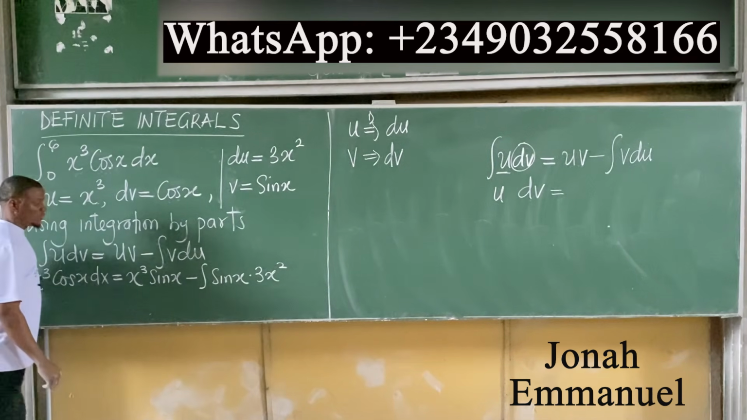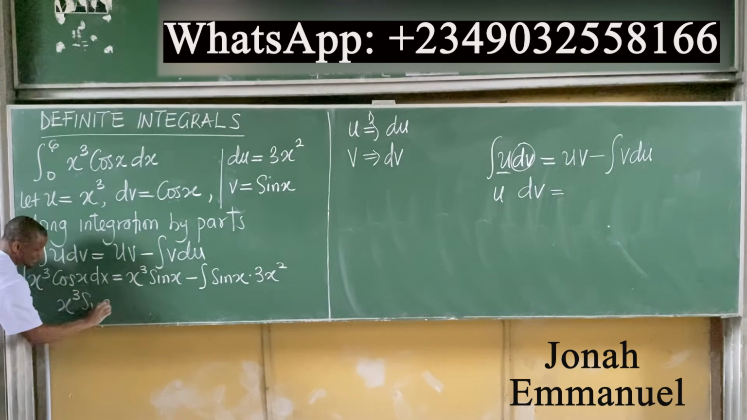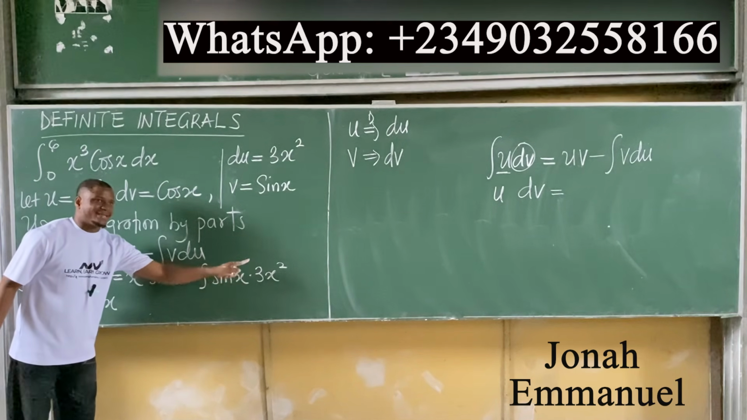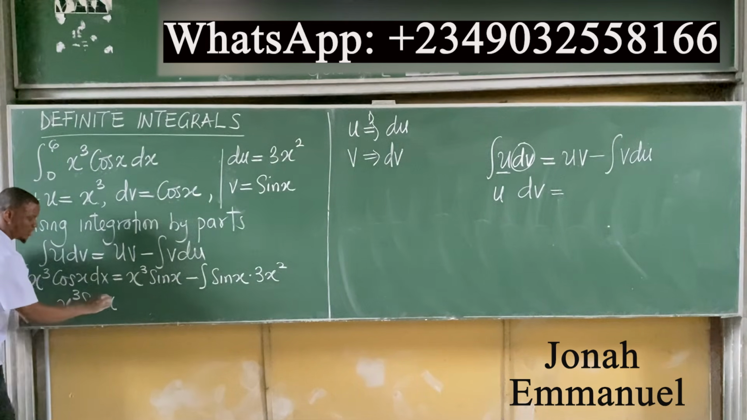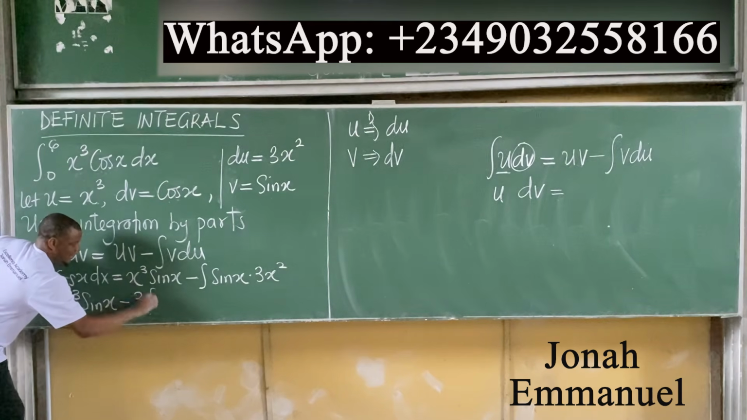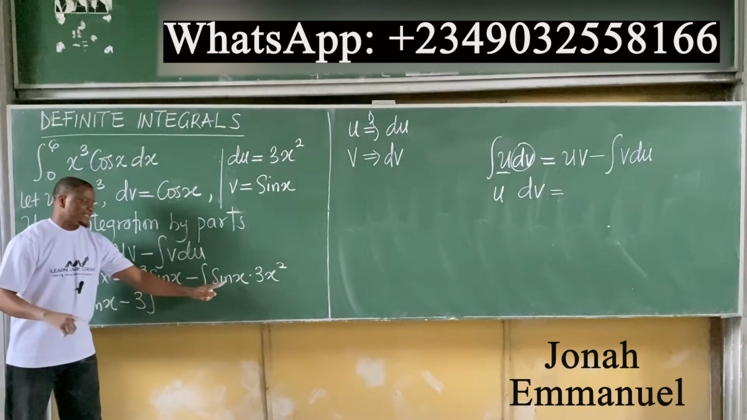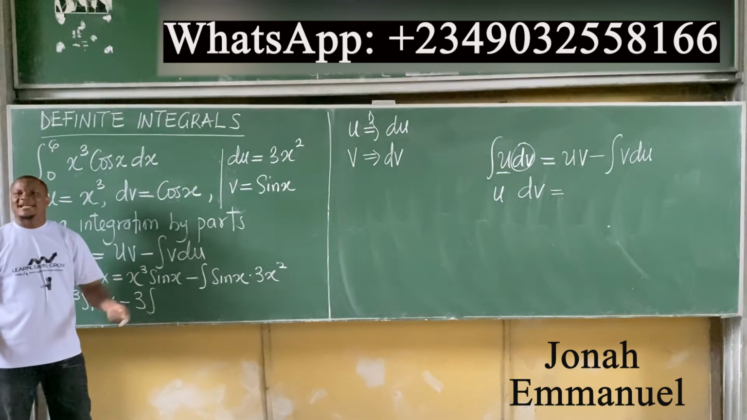Sine x times 3x squared. Now look at this carefully. This will give you x cubed sine x. Whenever you have a constant in integration, take the constant outside the integral sign. That becomes minus 3 times the integral of, if I take this constant outside the integral sign, I'll be left with sine x times x squared.